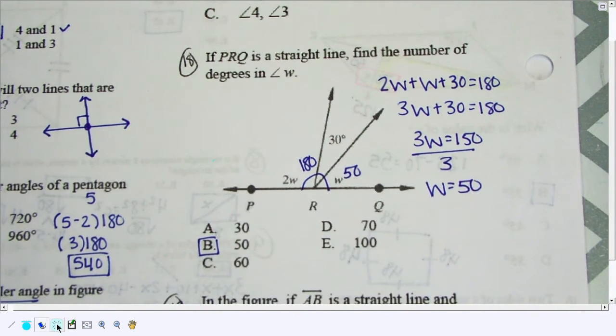So linear pairs add up to 180. Again, those are visual vocabulary words. You have to look at them. You have to know what they are.